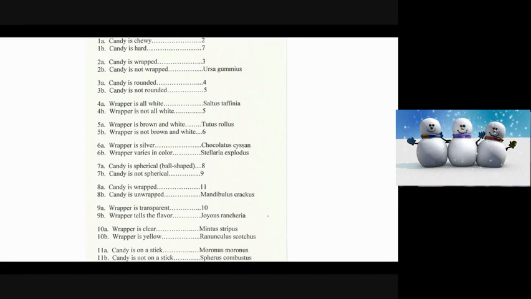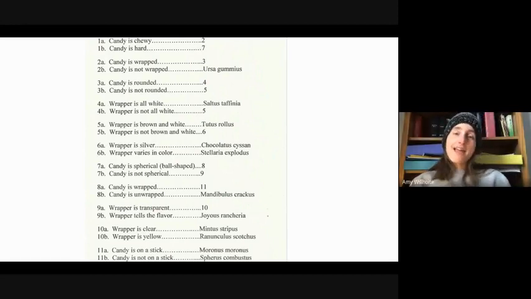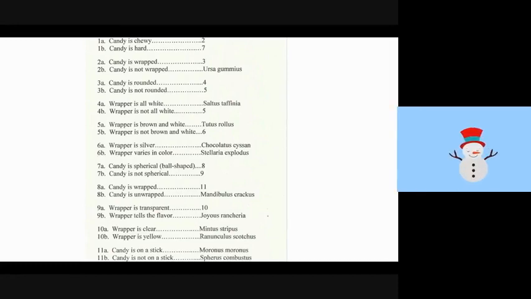How about a starburst? Do you know what a starburst is? Yeah. Those little square things? Okay. Yeah. Candy is chewy, so you go to 2. Candy is wrapped, so you go to 3. Candy is not rounded, you go to 5. Wrapper is not brown and white, you go to 6. Wrapper varies in color, so Stellaria explodis. Starburst. These are so silly.